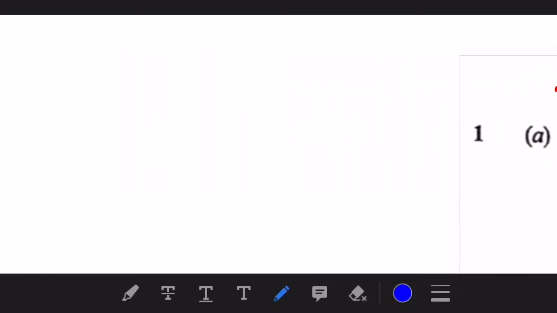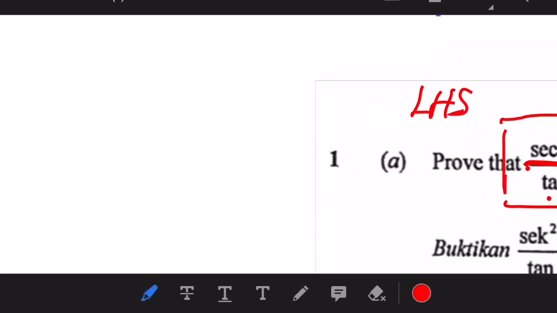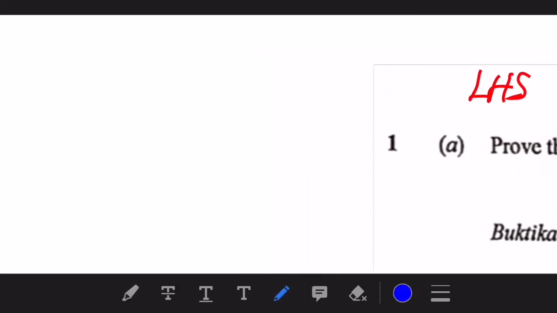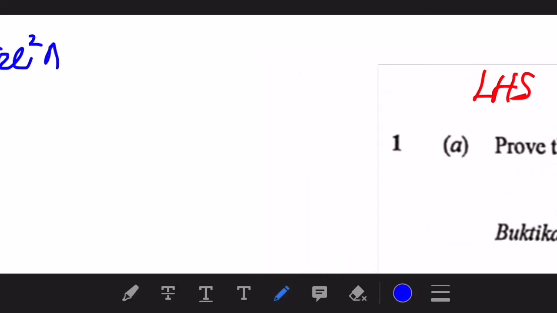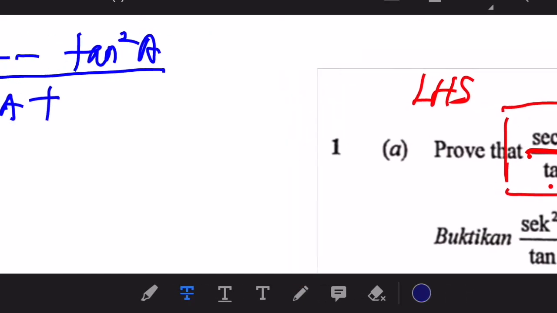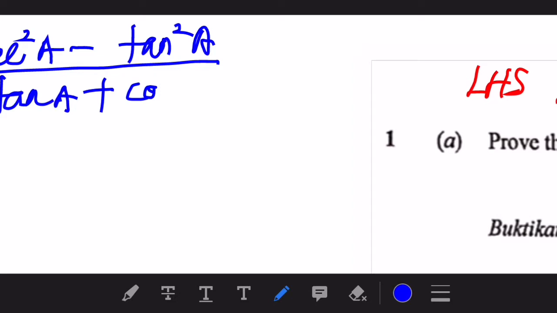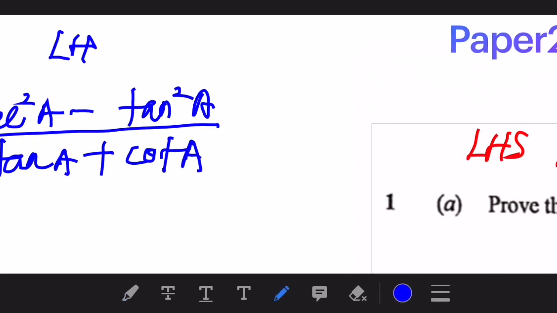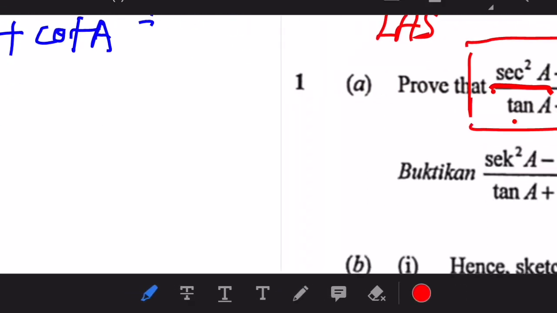I will copy down the formula. First of all, step 1, we just write the left hand side: sec square A minus tangent square A over tangent A plus cotangent A. Okay, so this is the left hand side. We start from one side and we show all the steps until we can get the right hand side.